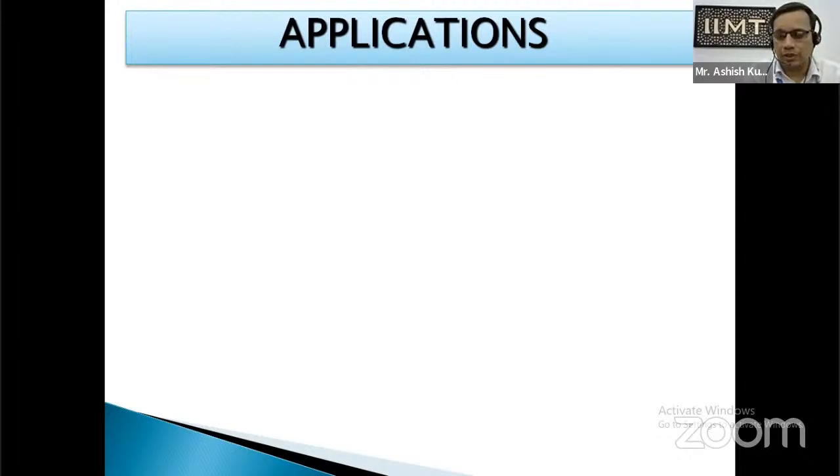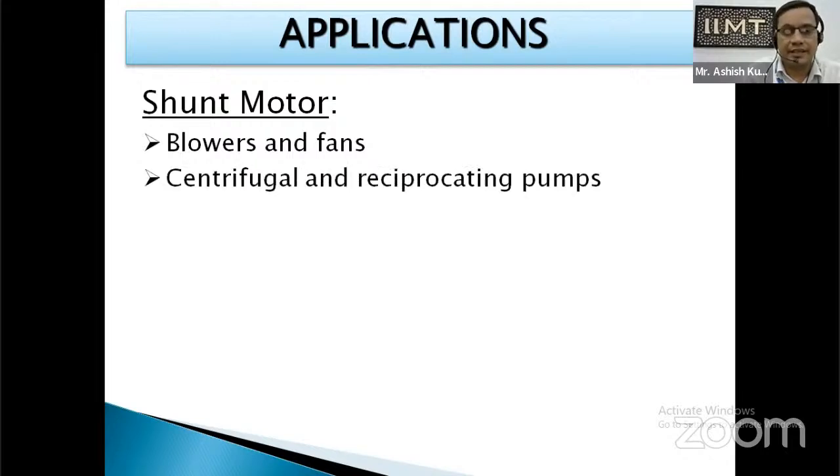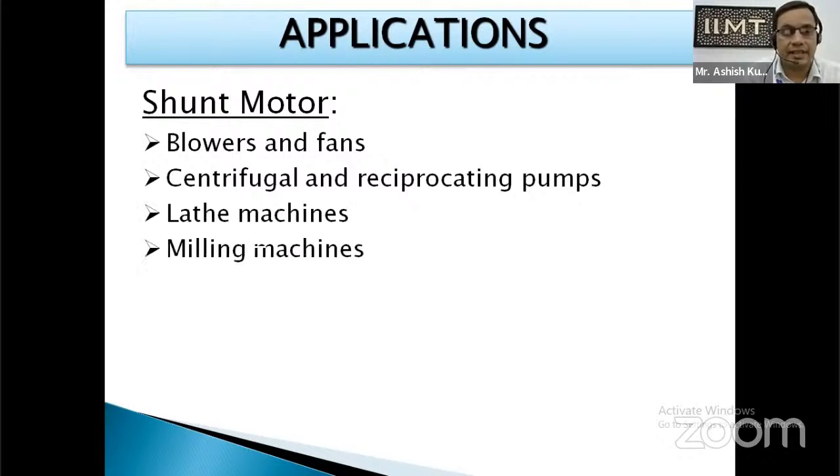When we are talking about motors, as we saw previously, the flux produced by a shunt motor is constant. So a shunt motor is used where constant speed is required and starting torque is not a barrier, because a shunt motor produces low starting torque. So a shunt motor is used for blowers and fans. It is used in centrifugal and reciprocating pumps, lathe machines, milling machines, and drilling machines.